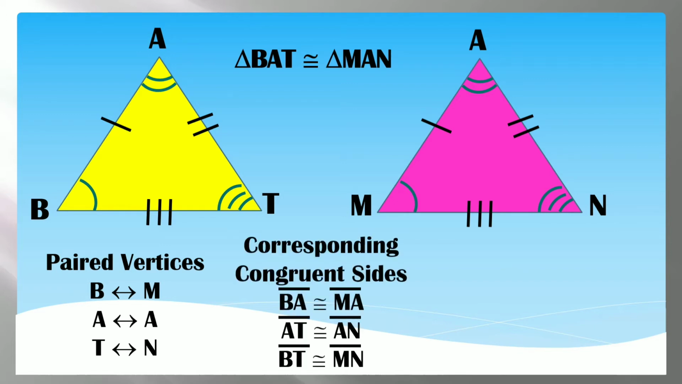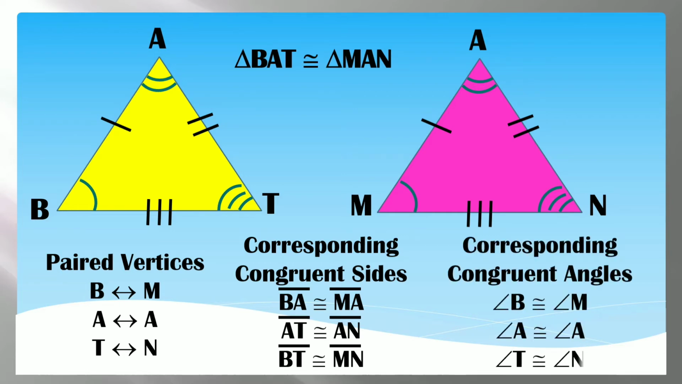So, these are the corresponding congruent sides. Segment BA is congruent to segment MA. Segment AT is congruent to segment AN. Segment BT is congruent to segment MN. So, these are the corresponding congruent angles. Angle B is congruent to angle M. Angle A is congruent to angle A. And angle T is congruent to angle N. So, meaning, si triangle BAT is congruent to triangle MAN. So, these two triangles are congruent.